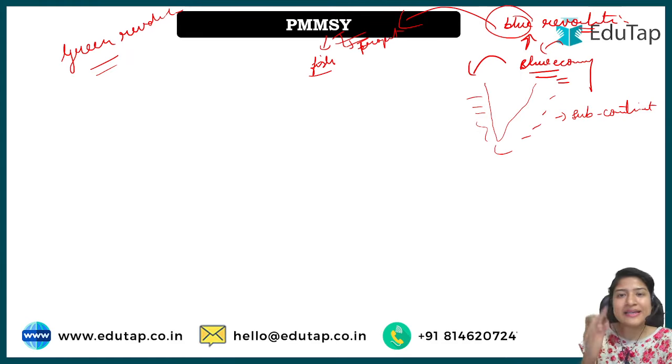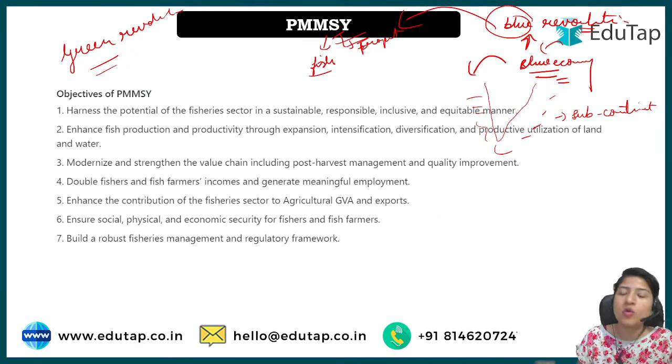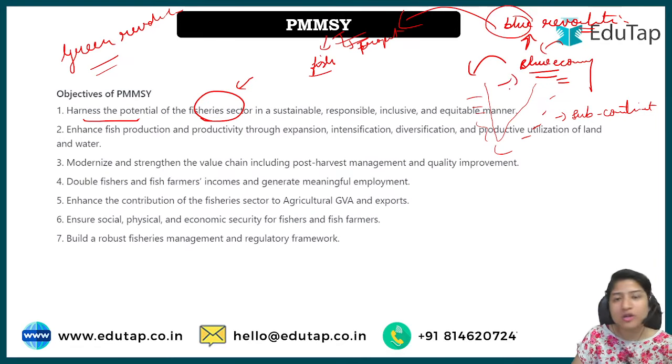ठीक है. अब इसके लिए there are some objectives, ठीक है. How will we become prosperous or how will we be able to boost our blue economy? That will be done when we have some objectives that focus on this aquatic region, right? What can be these objectives? We have to first harness the potential of the fishery sector. Of course, when we focus on the fishery sector, then only our blue economy will boost, ठीक है. But one thing we have to keep in mind is that it should be in a sustainable manner and in a very responsible way. We are not actually harming the environment, right?